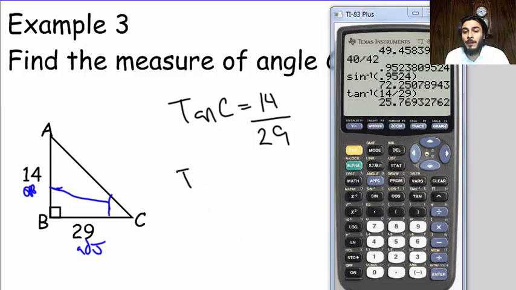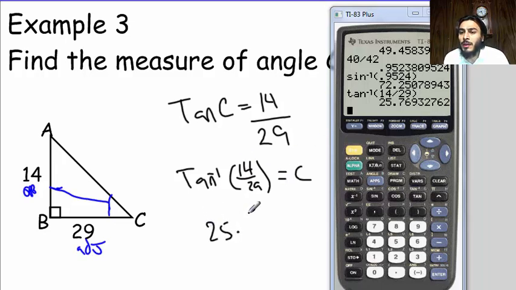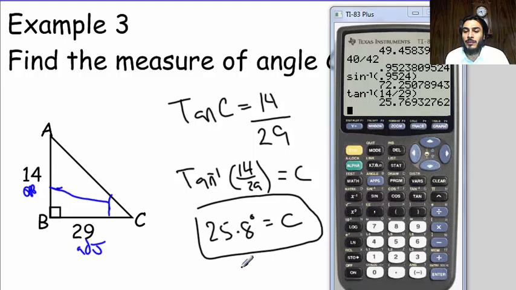So here's what we did, right? We did inverse tan of 14 divided by 29, and we got 25.8 degrees when we round it to the nearest tenth. This is our final answer.